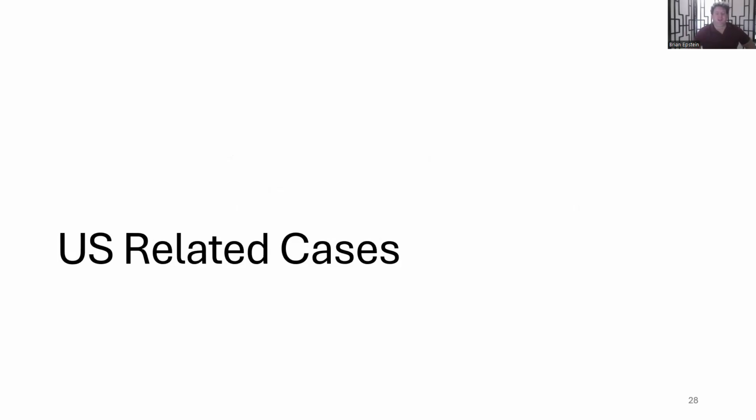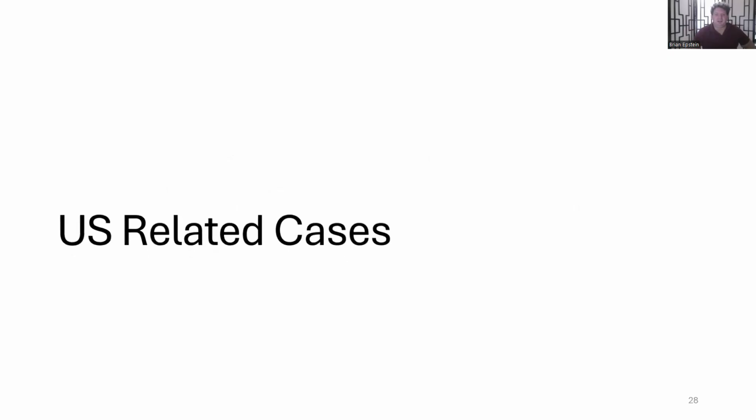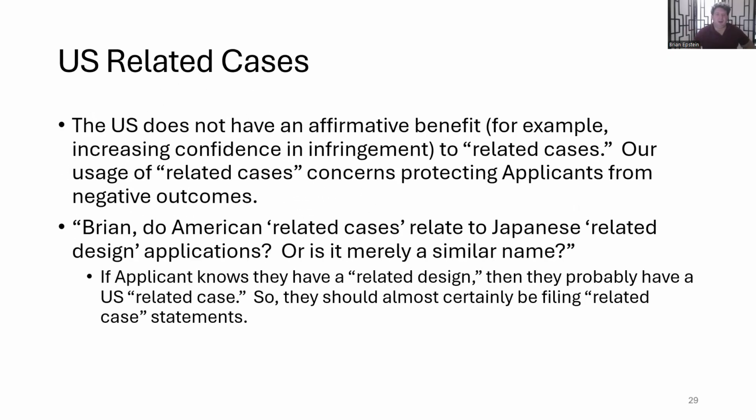I have to discuss US related cases. This is not going to seem related to the rest of the seminar, but you need to know this. The US does not have an affirmative benefit, for example, increasing confidence in infringement, to our related cases, okay? In Japan, there's this benefit to related designs. That's not what our related cases are about. Our related cases concern protecting applicants or patentees, really, from negative outcomes.